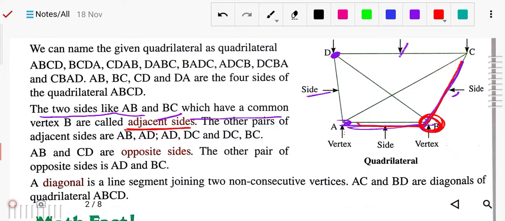Another pair of adjacent sides is AB and AD. These two also you can say are adjacent. Why? Because these two have a common vertex. Adjacent sides means they share the same point, the common point where they are meeting. So these are called the adjacent sides.